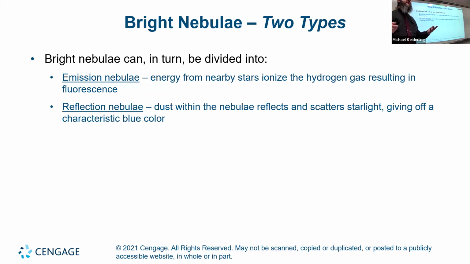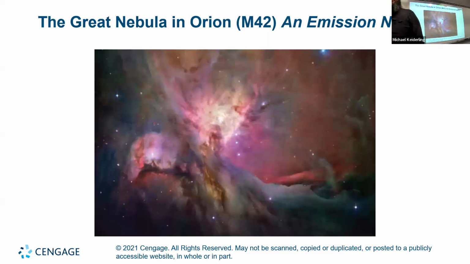The gas inside it is excited, so they tend to be red. And a reflection nebula is where dust within the nebula reflects and scatters starlight, giving off a characteristic blue color, because the stars around nebulae tend to be very young, hot, and blue. Well, the bright stars are. So here's the Great Nebula in Orion, which is an emission nebula.